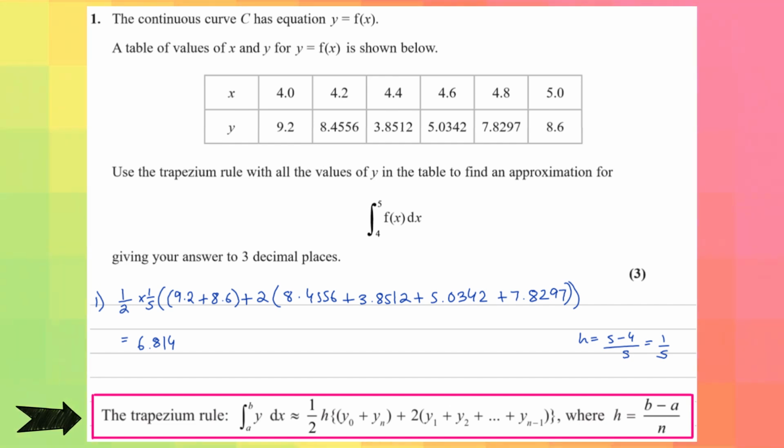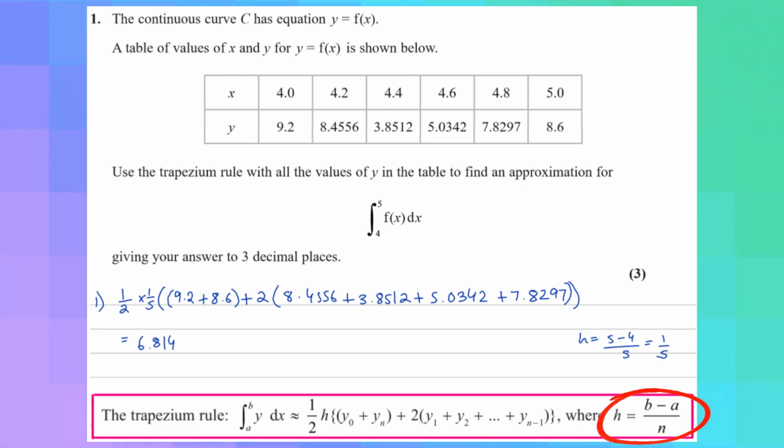This is given to us in the formula booklet, and I'm showing you the trapezium rule formula here from the formula booklet. In order to apply this formula, we need to find the value of h. We are given in the formula booklet that h equals (b minus a) over n, where b is the largest value of x and a is the smallest value of x. n is the number of values of x minus 1, or the number of values of y minus 1.